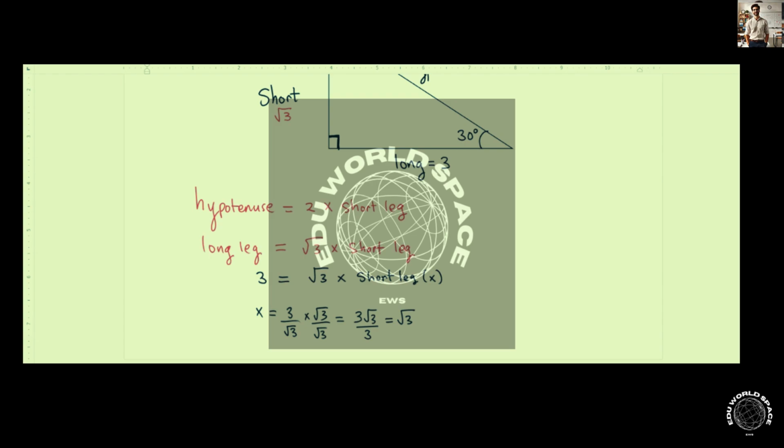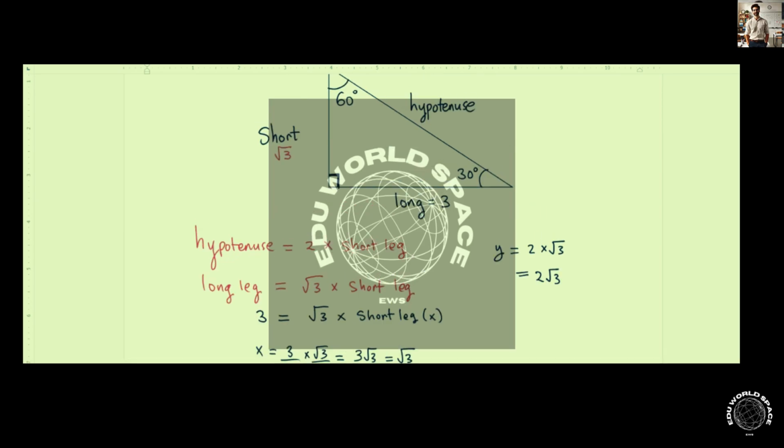Next, we want to get the hypotenuse. The hypotenuse is 2 times the short leg. So the hypotenuse, let's call it y, equals 2 times the square root of 3, which equals 2 square root of 3. That's the length of the hypotenuse, 2 square root of 3.